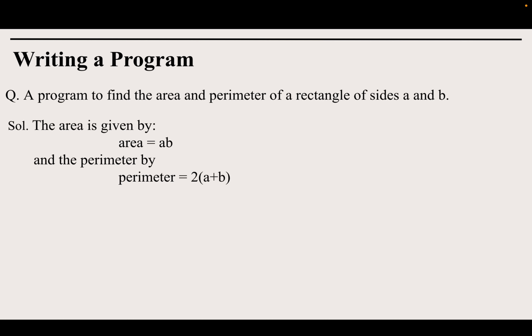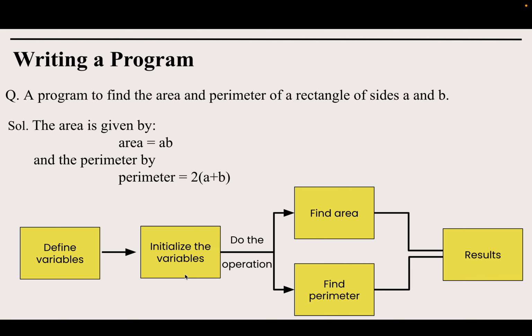First we will see the step by step process to write the code. The first thing is to define the variables. Here the variables we are going to define are A, B, area and perimeter. Why are area and perimeter variables? Because depending on the values of A and B, the area and perimeter are going to change. That means all these are variables.